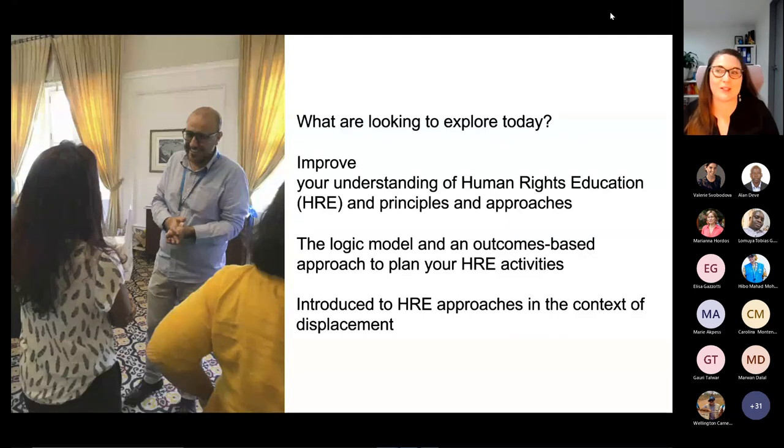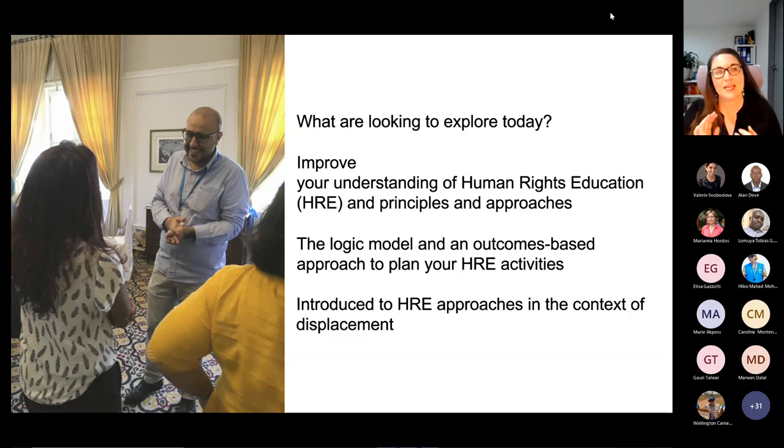So what are we looking at today, and what are we going to use this time to explore? Well, first of all, this presentation is delivered in two parts. I'm very glad to be joined by my colleagues from the Commission on Human Rights of the Philippines, or CHRP. And what I'll be looking at is a broader perspective and overview on understanding human rights education principles and approaches. I'll be speaking specifically to the logic model.